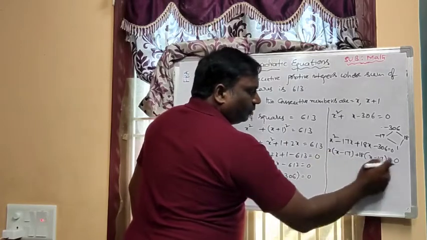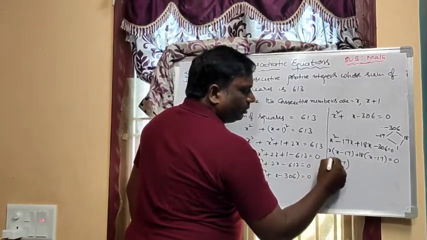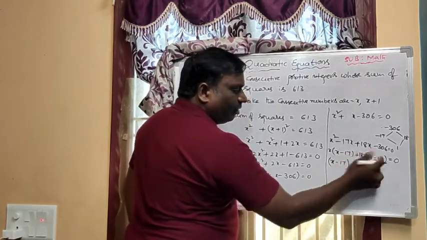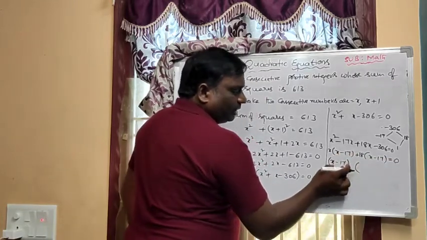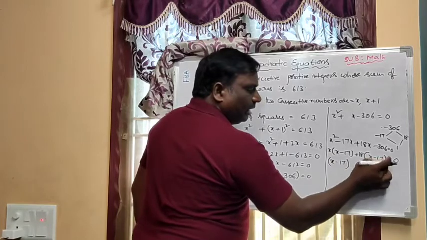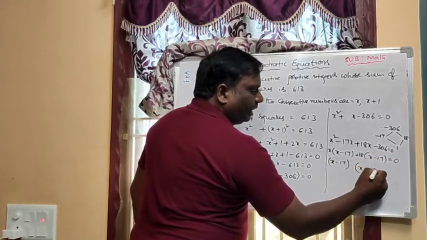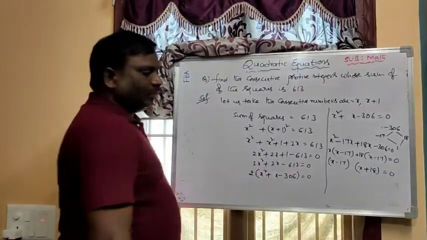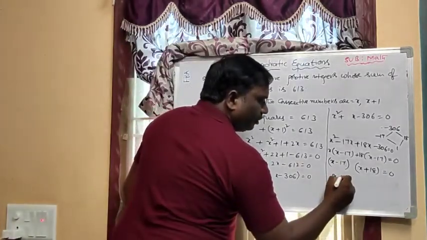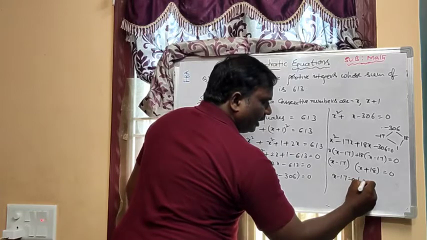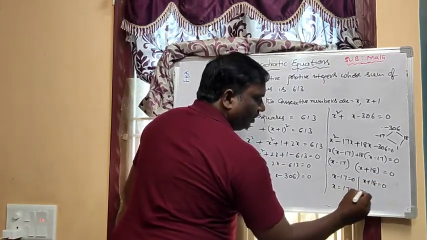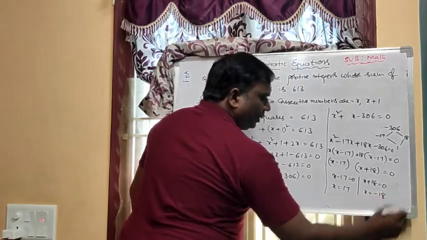Now x minus 17 is common from these two terms. If you take x minus 17 common, remaining value is x, and remaining value is 18. So two linear factors came. So x minus 17 equal to 0, that is one case. x plus 18 equal to 0, that is another case. x equal to 17, x equal to minus 18.